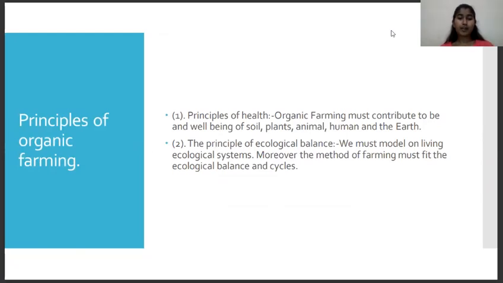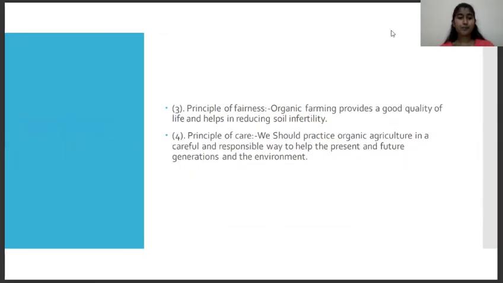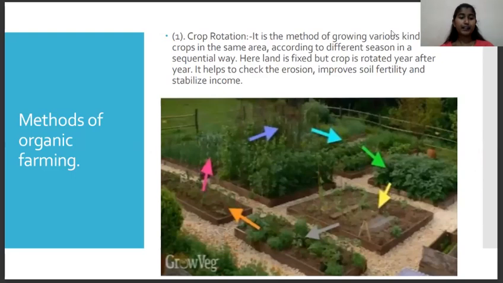The principles of organic farming. First one, principle of health. Organic farming must contribute to the well-being of the soil, plant, animal, human, and the earth. Second one, the principle of ecological balance. We must model on living ecological systems. Moreover, the method of farming must fit the ecological balance and cycles. Third one, principle of fairness. Organic farming provides a good quality of life and helps in reducing the soil fertility loss. Fourth one, principle of care. We should practice organic agriculture in a careful and responsible way to help the present and future generations and the environment too.